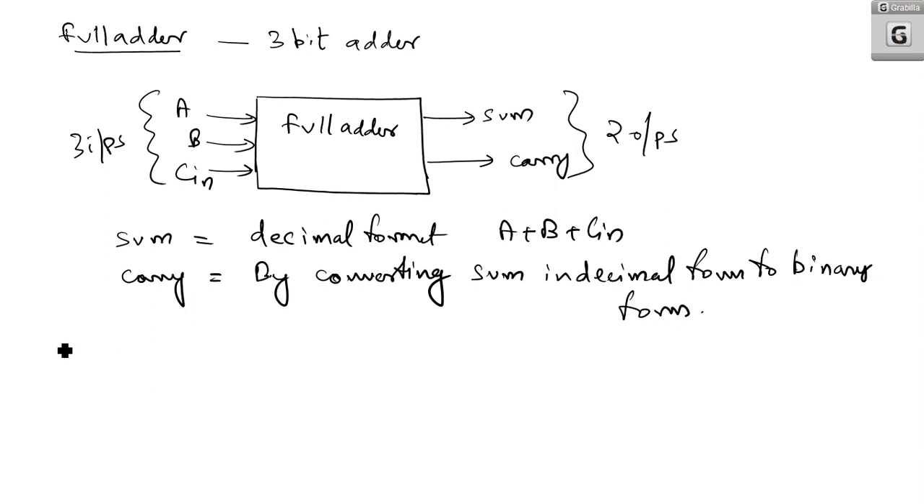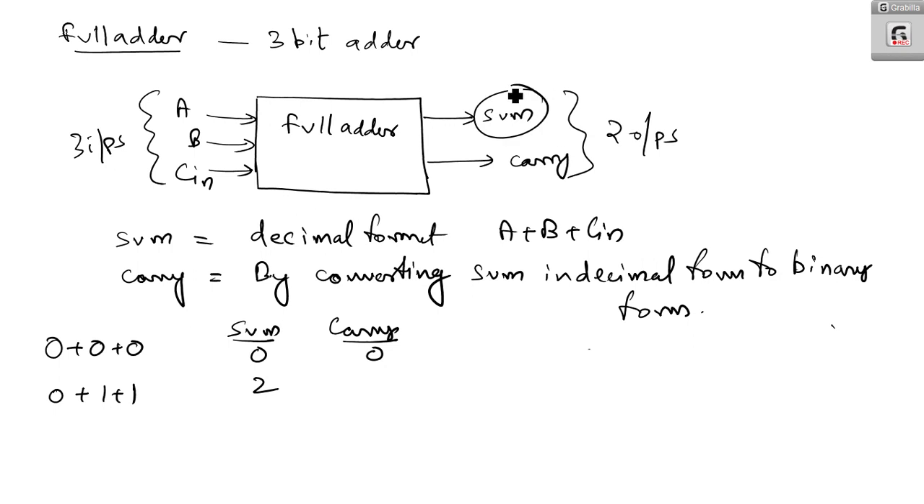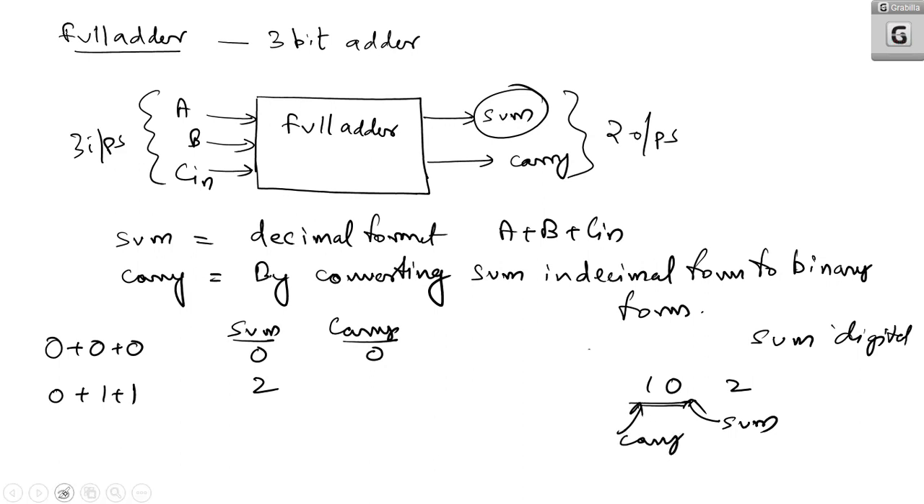For example, if you are having 3 numbers, say 0, 0, 0, if you are finding the sum 0 plus 0 plus 0, 0 and carry is also becoming 0. Another 3 numbers, 0 plus 1 plus 1, the sum is 2. But actually you cannot get 2 as output as sum, because sum is basically in digital format. Therefore take the binary of 2. Binary of 2 is 1 0. Therefore, in 1 0, the sum is 0 and carry comes out as 1. So if you are taking the sum and carry part in digital format, sum is 0 and carry is 1.